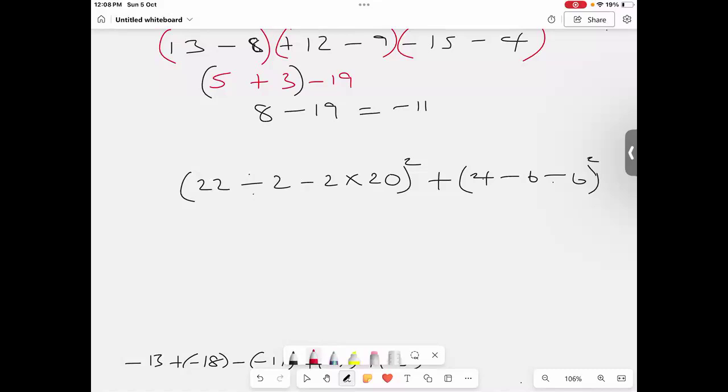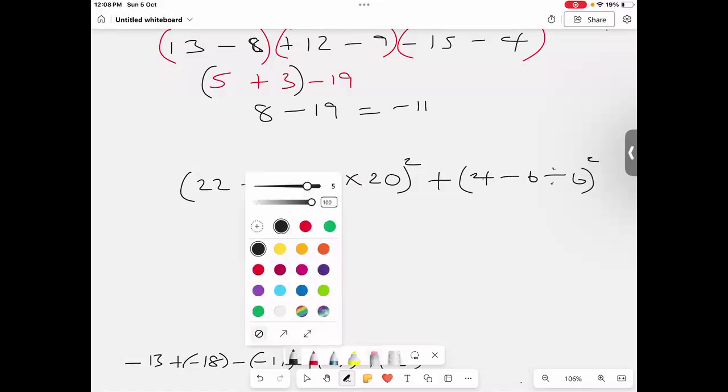So we have two pairs of parentheses here. We have 22 divided by 2 minus 2 times 20 squared, the result of that squared, plus 4 take away 6 divided by 6, all squared. Let me write that clearly so you guys don't get confused. The square is on the outside. Let's write that properly. The square is on the outside.